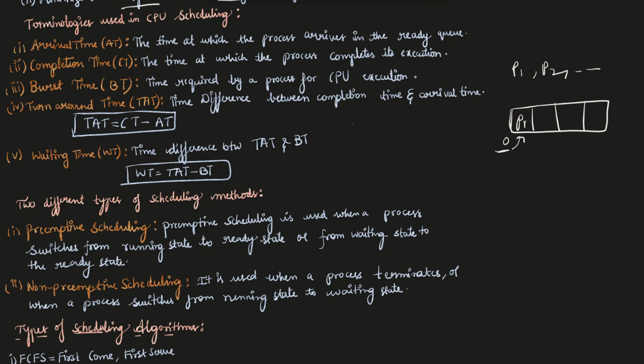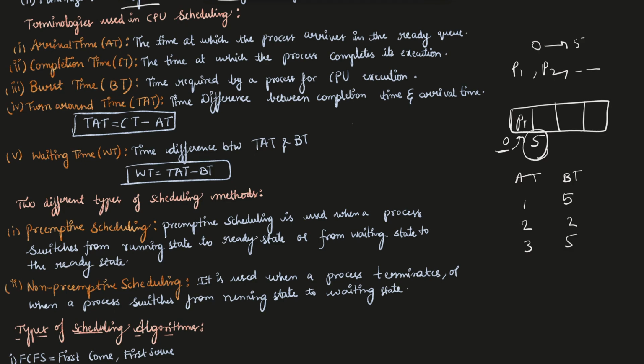Completion time is the time at which the process completely executes. Suppose P1 has to execute from 0 to 5 units. Here it has been completed, so this would be the completion time of P1. Next comes the burst time. It is the time required by a process for CPU execution. Those will also be given in an example, and you'll understand it later when I give you a problem.